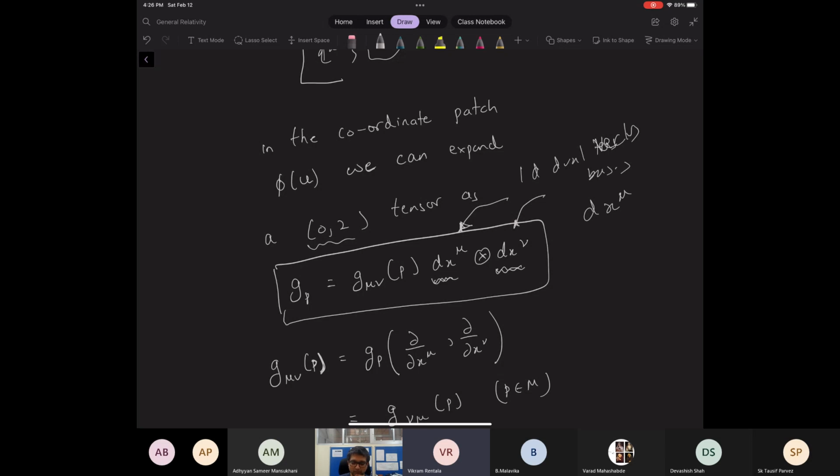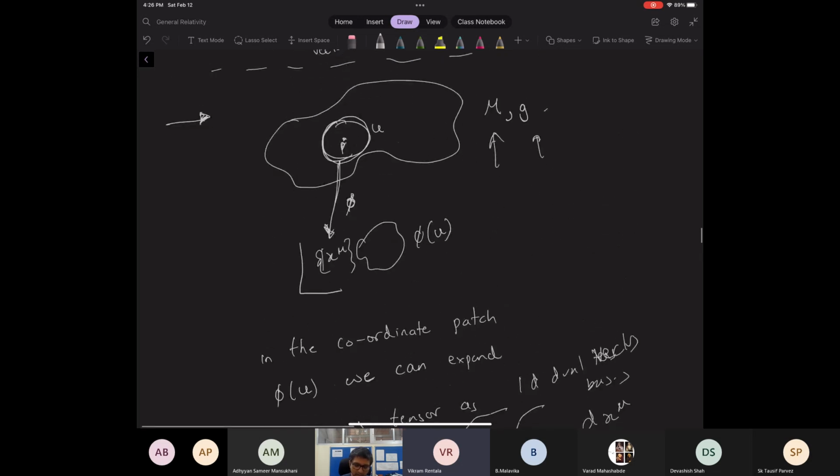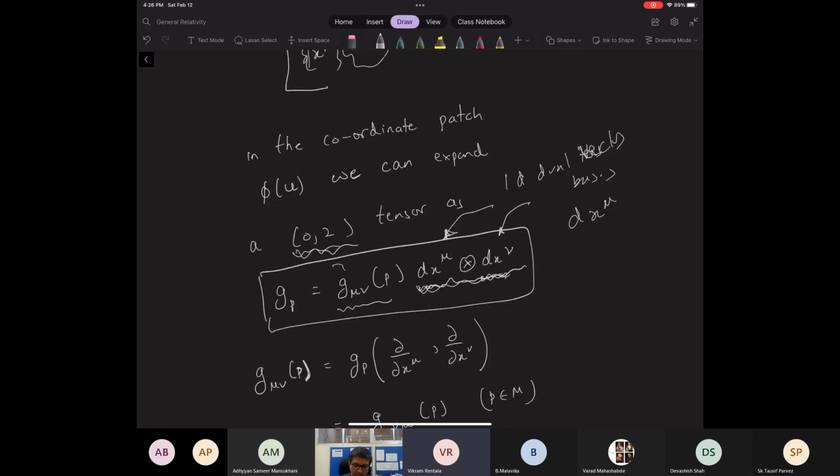Okay, for every value of mu, you get one basis vector in the dual vector space. And so if I take a tensor product of two of them, that gives me a basis for 0-2 tensors. And now we take a coefficient, g mu nu at the point P. So associated with this point P, this is the coefficient of this basis element. g mu nu P is the coefficient of this basis element. So this is the metric associated with that particular point P on the manifold.